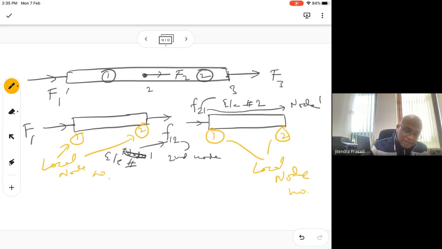Okay. Here we have this one. I should have written like this. So these are element numbers. So this is element number 1, element number 2.